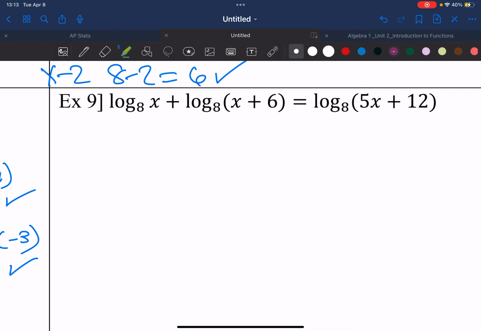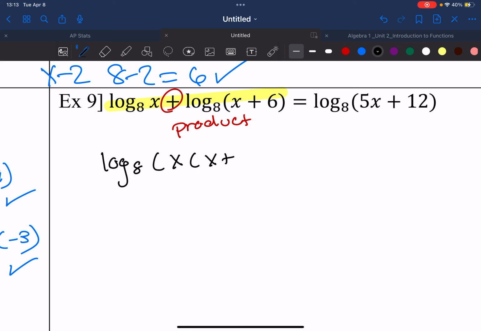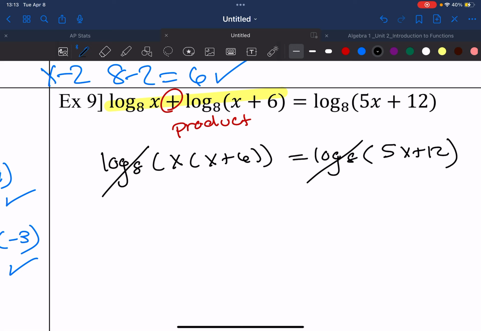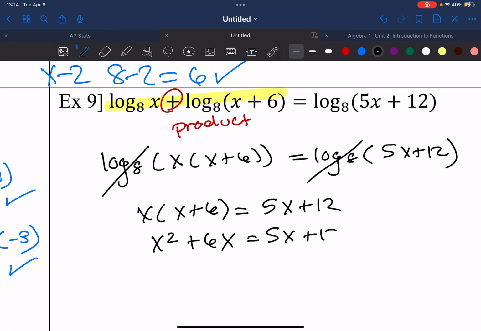Number 9. Okay, again, notice we have two logs on one side, so we're going to have to condense them using the product property because of this plus sign here, which means we need to multiply. So log base 8 of x times x plus 6 is equal to log base 8 of 5x plus 12. Log base 8 matches on both sides, so I'm left with x times x plus 6 is equal to 5x plus 12. Distribute the x, so x squared plus 6x is equal to 5x plus 12.